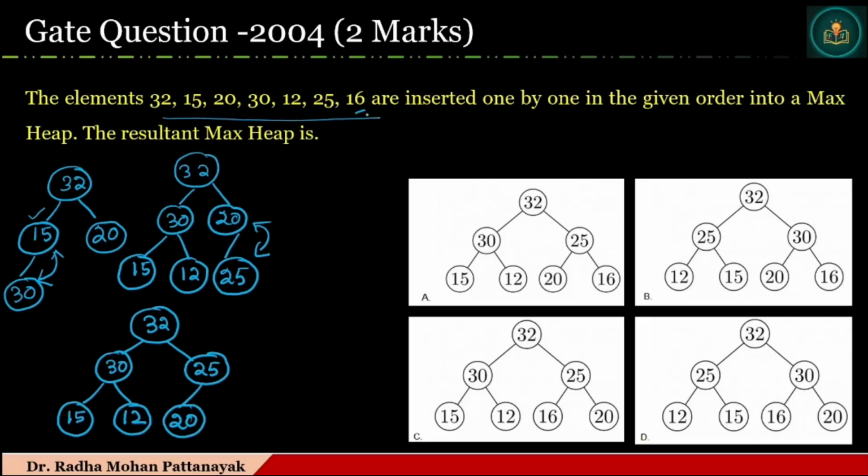Now the last node to insert is 16. So 16 will come in the right part of 25. After insertion, the heap tree will look in this way. Clear? Now you check which choice is matching. 32, 30, 25, then 15, 12, 20, 16. So choice A is matching, right? Since choice A is matching, the answer for this question is A.